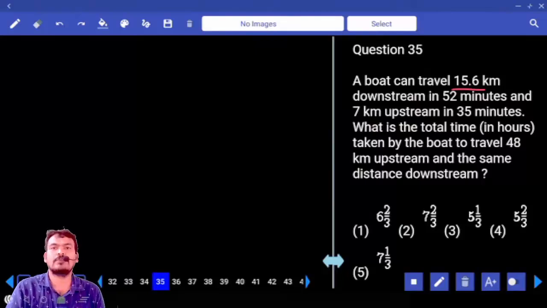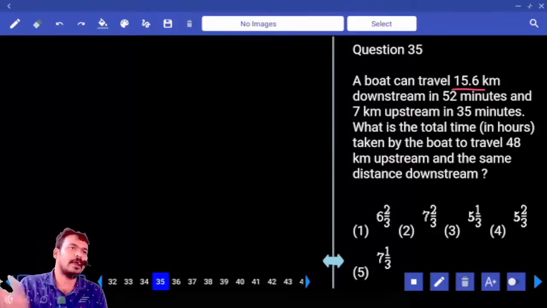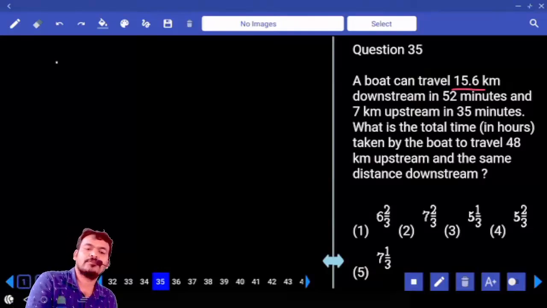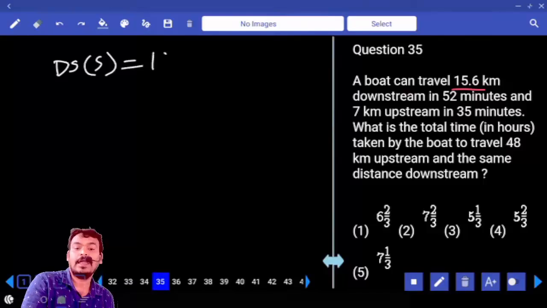Then 60 minutes, 18 or not? 52 is almost how many times? 3 times or not? Nothing but 0.3. It is multiplied by 60, and we are getting 18, right? Is it downstream speed or upstream speed? Downstream speed. Downstream speed is equal to how much? 18 kilometers per hour.